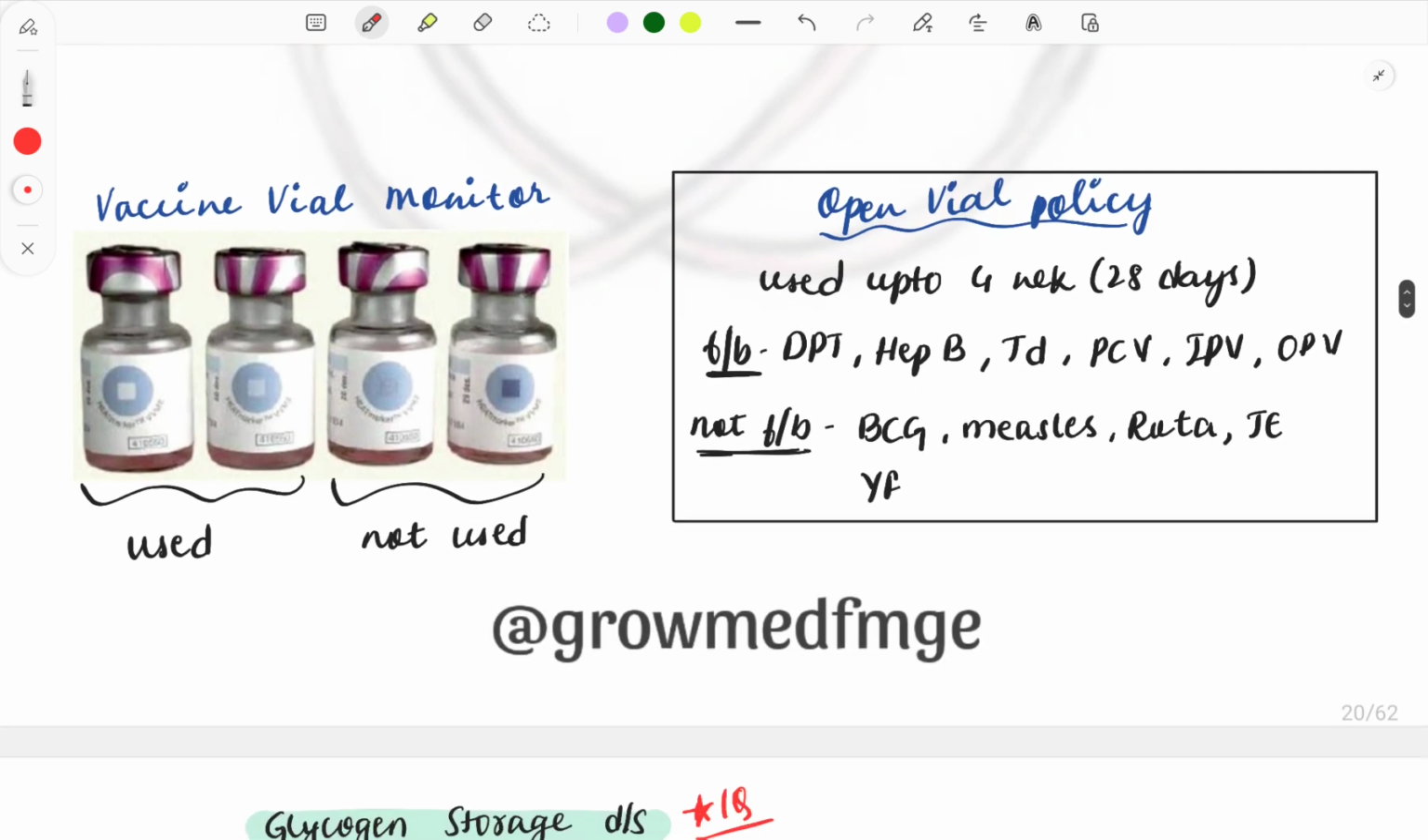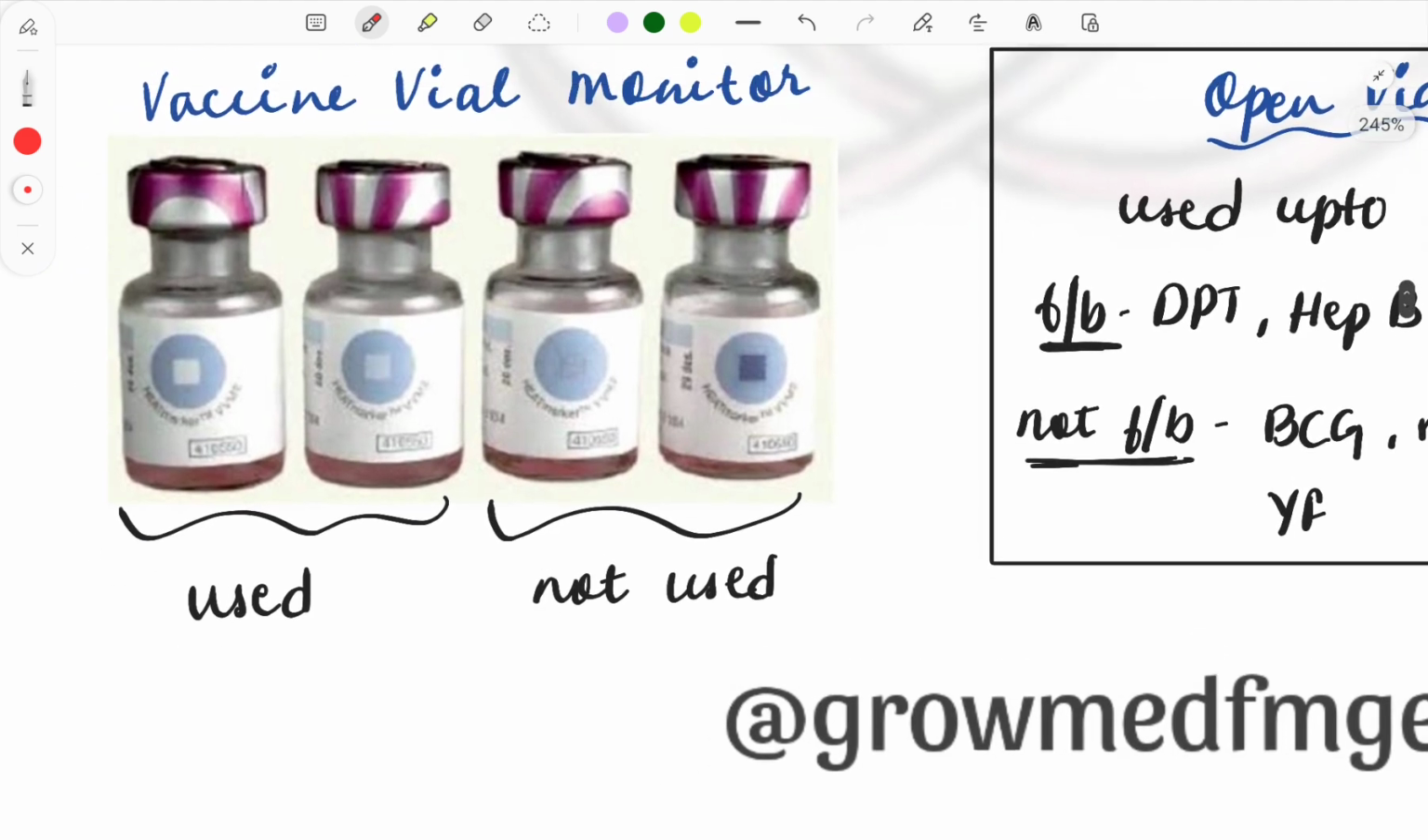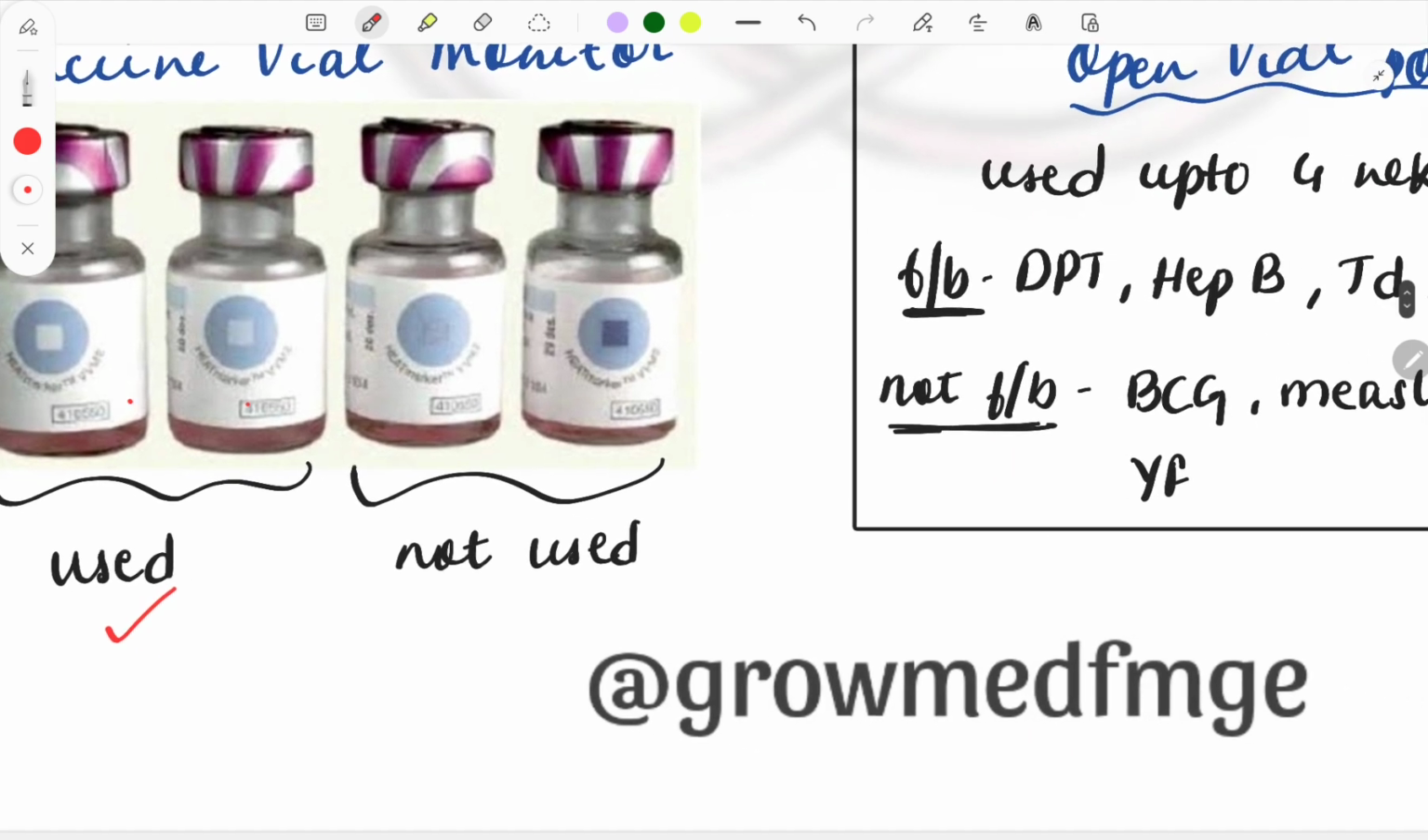Then the vaccine vial monitor, VVM, is also a repeat topic. We need to look at two things: the outer circle and the inner square. If the inner square is light and the outer circle is dark, then the vaccine can be used. But if they become similar and you're not able to differentiate the square from the circle, or if the square gets darker than the circle, then it cannot be used.